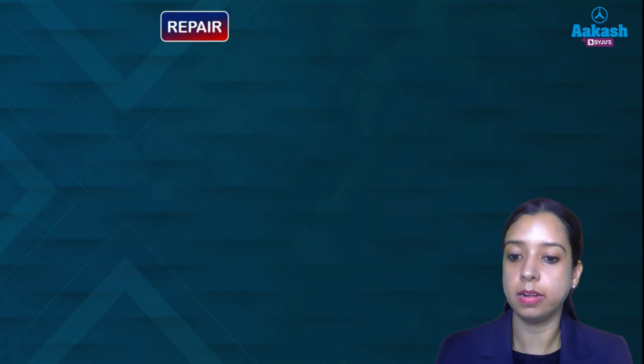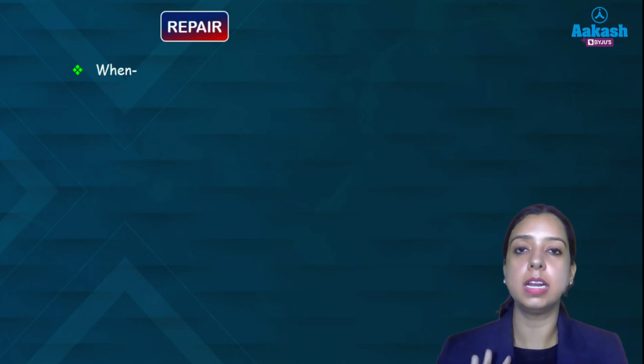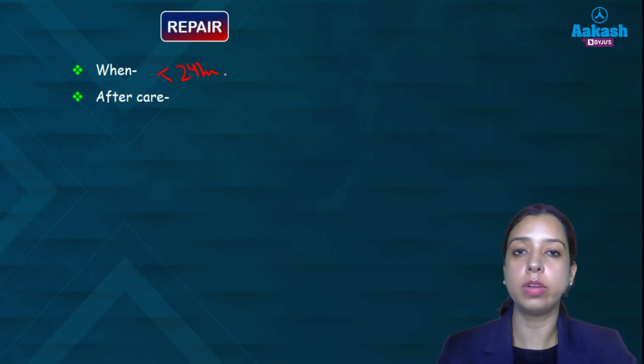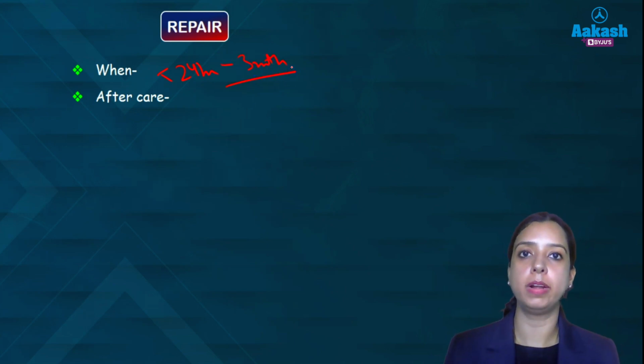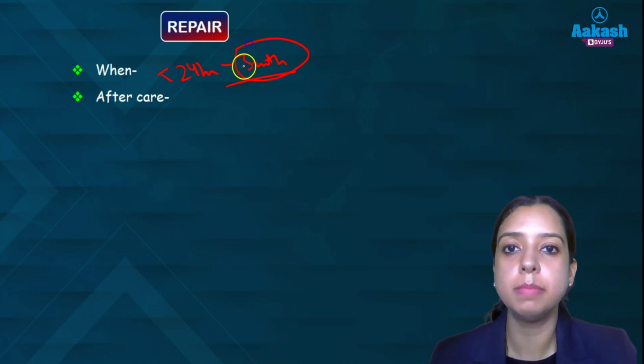Many times questions have been asked on the repair of perineal tear, including in NEET 2021. When do you have to repair? Immediately when you have diagnosed, you can repair, or within 24 hours. If you have missed this 24 hours, you cannot repair it for 3 months. So if a patient comes to you in OPD with a perineal tear, maybe after 10 days of delivery, you have to ask her to wait for 3 months. Why?